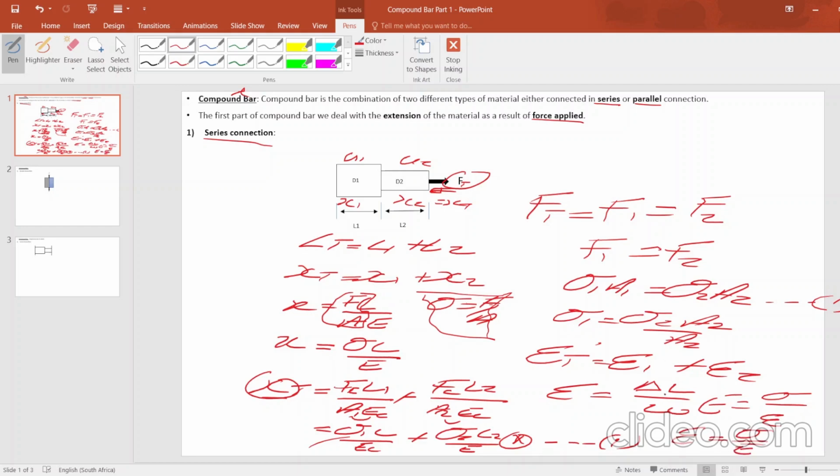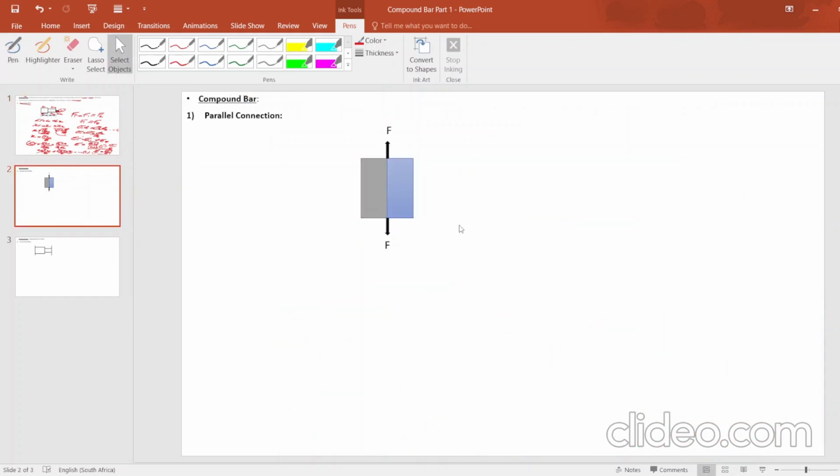It means here you can either use this part of the formula or this part of the formula for your strain. It will depend on what's given. This is what we are dealing with under your series connection, dealing with the change in length as a result of the applied force. Now, let us look at the parallel connection.